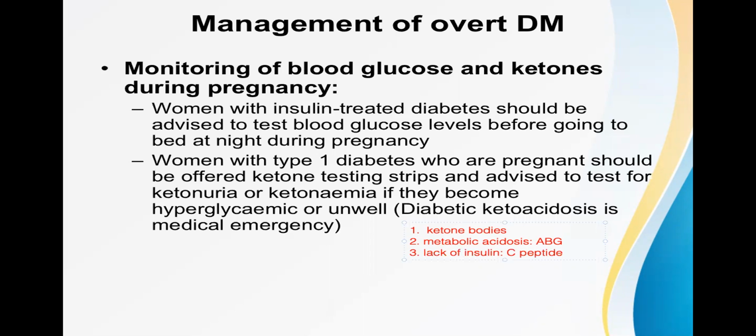C-peptide is called connecting peptide, which is secreted if insulin is intrinsically secreted by the beta cell. That means if the beta cell is really secreting insulin, C-peptide is also formed. But what is happening here? Because this is type 1 diabetes, there is no synthesis of insulin, no secretion of insulin. So C-peptide is absent. Both insulin and C-peptide are absent. So these are the three important points for the diagnosis of diabetic ketoacidosis. A little bit more knowledge I'm providing here.